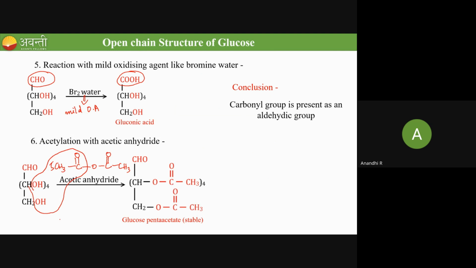And at last, what are we getting? We are getting acetate groups attached to the system. How many acetates? 5 acetates. That's why it is called pentaacetate, and the molecule is called glucose pentaacetate. The molecule is very stable. In this reaction, you can see the reaction occurs at the alcoholic carbons. It is not occurring at CHO, not at the aldehyde part. So what is the conclusion? There are 5 OH groups attached to different carbons.